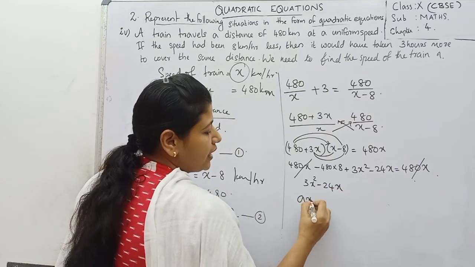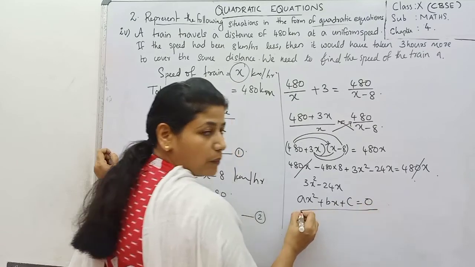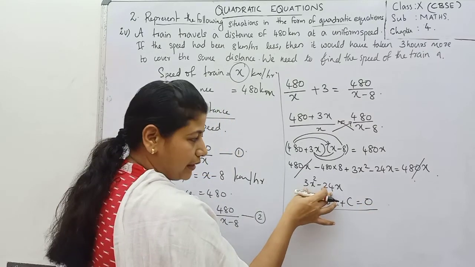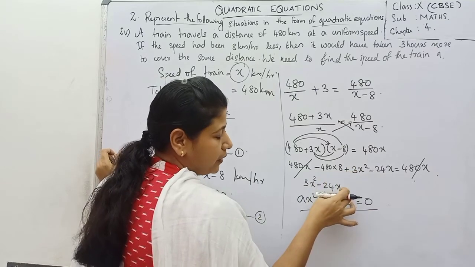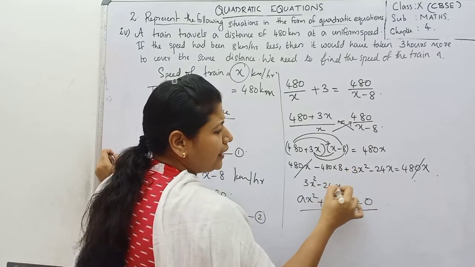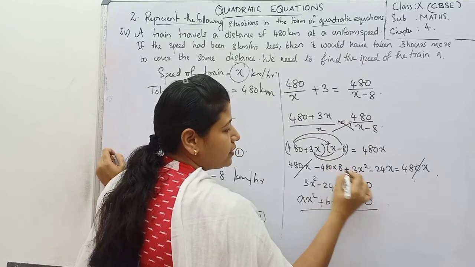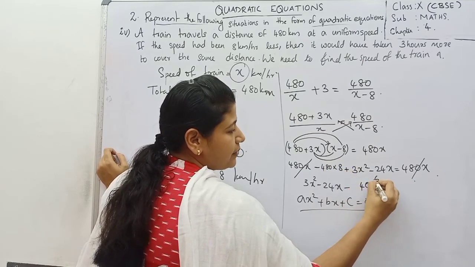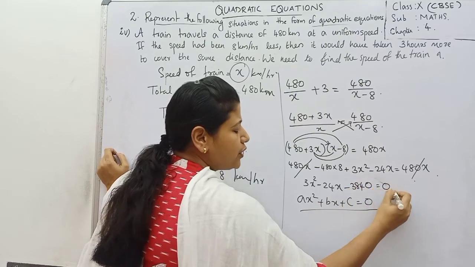According to our condition, ax square plus bx plus c equal to 0 is the general form of a quadratic equation. That's why I'm writing like this. 3x square I wrote first and the second term as minus 24x, and minus, this is 480 into 8. 8 into 8 is 64. 8 into 4 is 32, plus 6 is 38. So 3840, which is equal to 0.